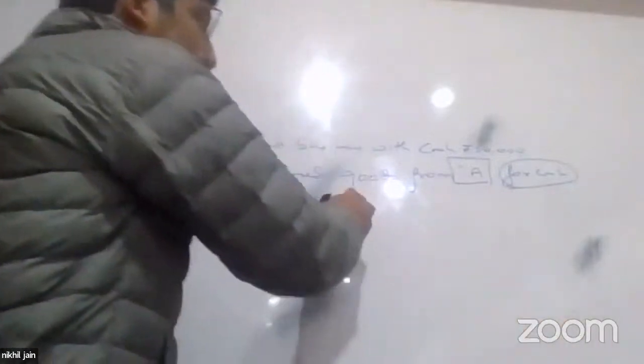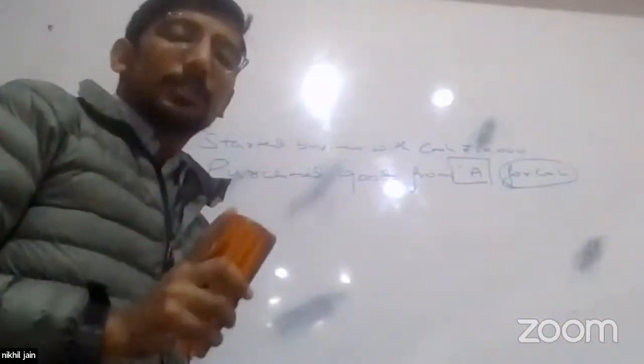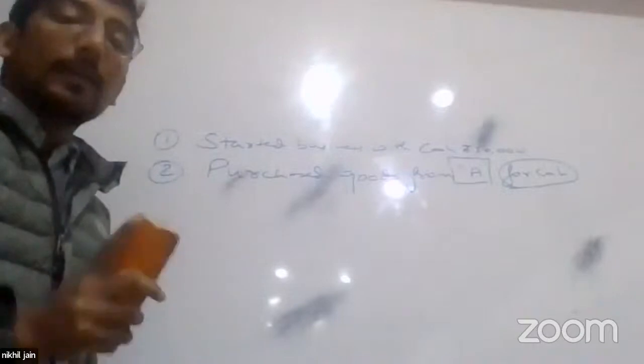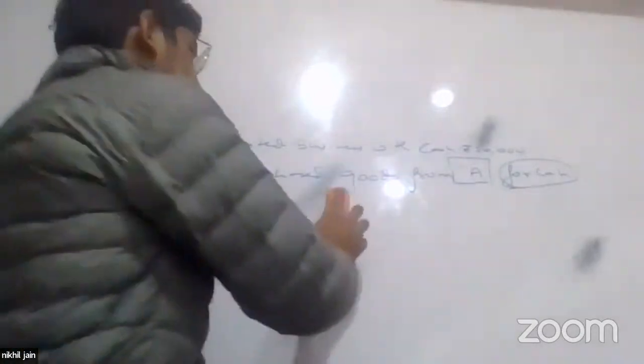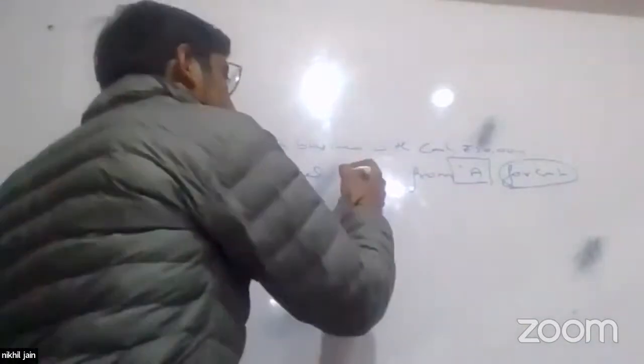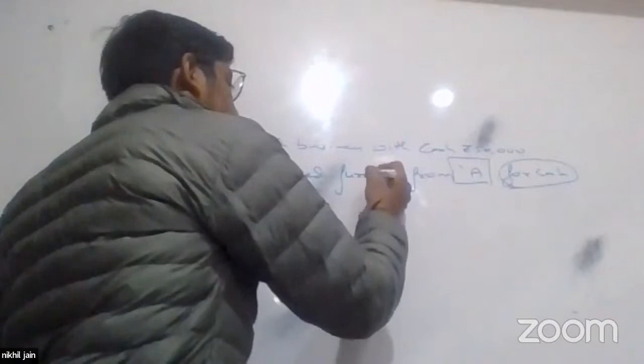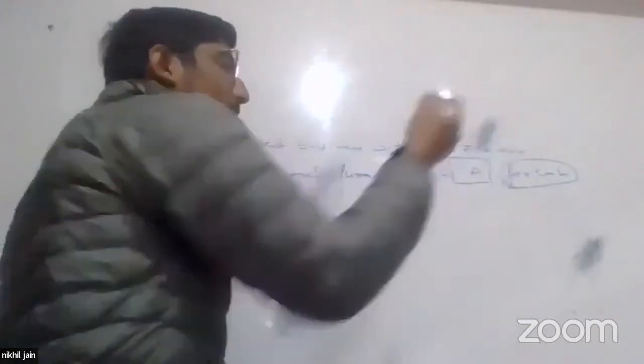Now while purchasing goods, we use the word purchase. But while purchasing fixed assets, we will never use the word purchase. Suppose we purchase furniture from A for cash.